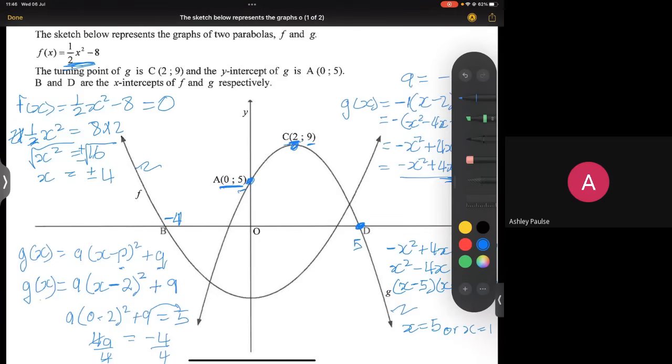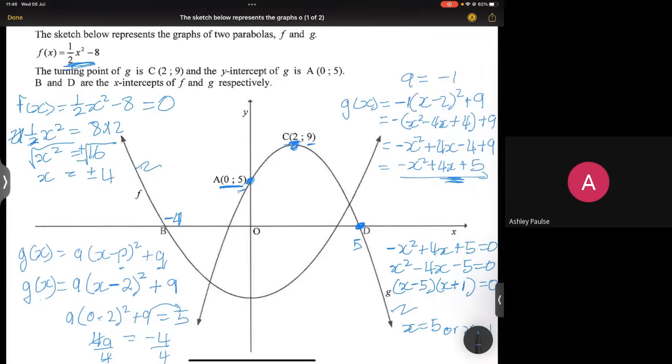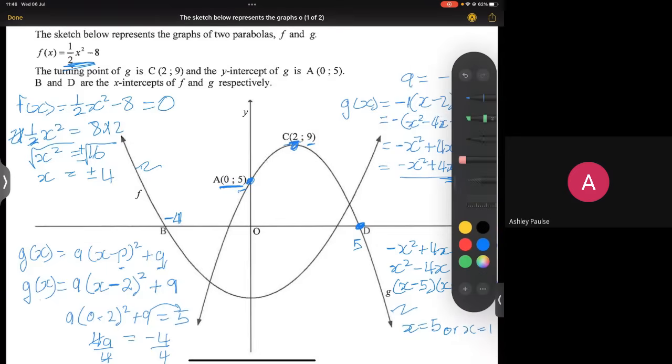Now, I want you to think about it. We're looking for the distance BD. So to find the distance BD, we're looking at the distance between those 2 points there. I'm just quickly trying to find a way to show it there. Right, so you're looking at between those 2 points there. How far is it?